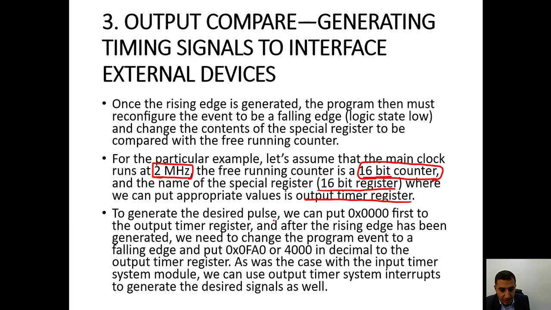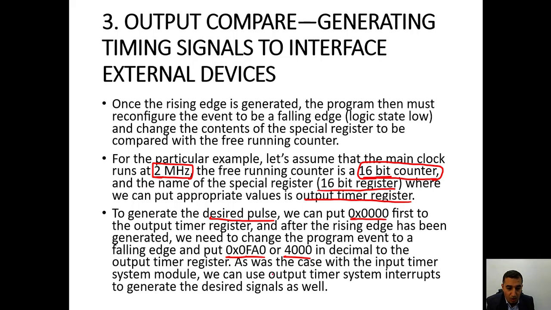Now, to generate the desired pulse, we can put 000 in the output timer register. After the rising edge has been generated, we need to change the program event to a falling edge and put the value of 0FA0, which is 4000 decimal, in the output timer register. 4000 decimal converted to hexadecimal is FA0.